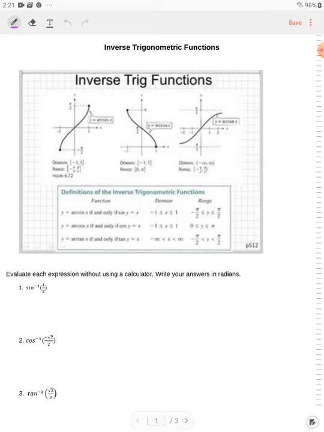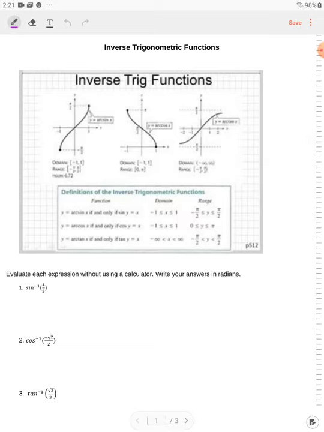The sine and tangent inverse functions are defined between -π/2 and π/2. For the sine, it's included. For the tangent, it is not included for the range. And for the arc cosine or inverse cosine function, the range is defined to be between 0 and pi.